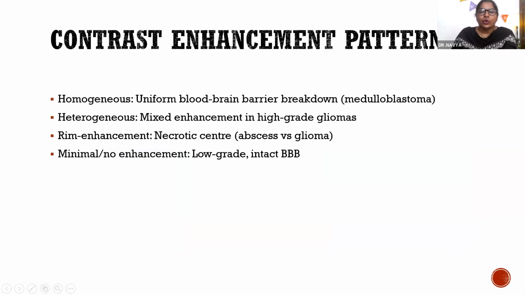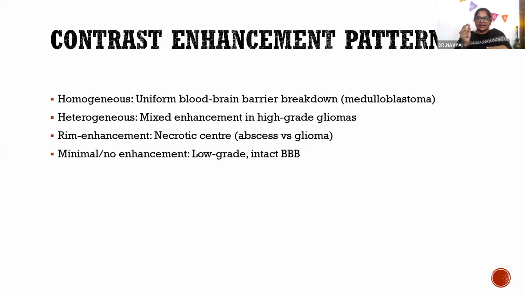And in contrast, what I need to know is that there is a uniform blood-brain barrier, and if that's broken down by a very harsh tumor like medulloblastoma, it just invades and breaks the entire barrier. So in that case, the contrast enhancement would be uniform. And if it is a high-grade glioma, where it is not equally going, it's heterogeneous. So I will get a mixed enhancement on contrast.